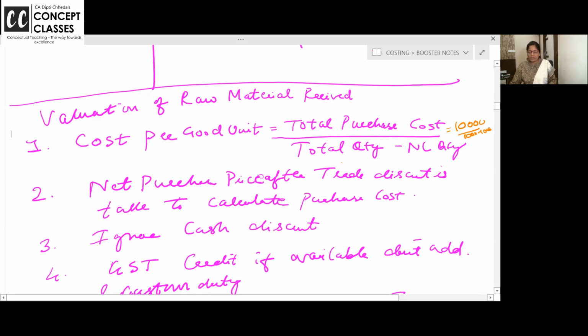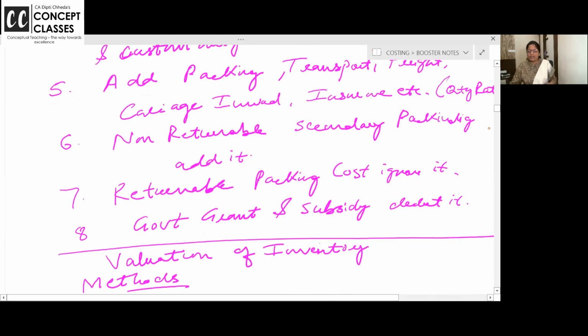Cash discount you will not take. GST is added in the cost of purchase if you are not getting input tax credit, and if you are getting it, no problem. Add packing, transportation, carriage inward, all the cost incurred on your material till you reach the godown.